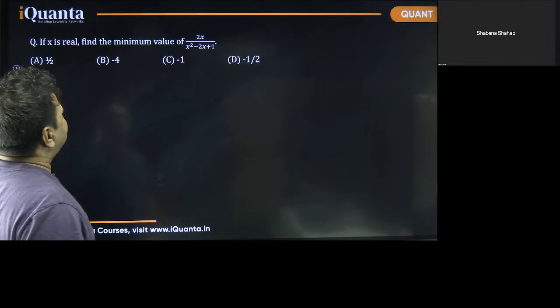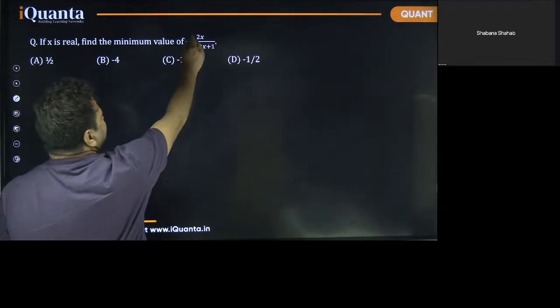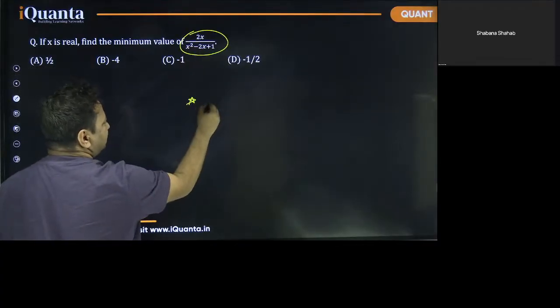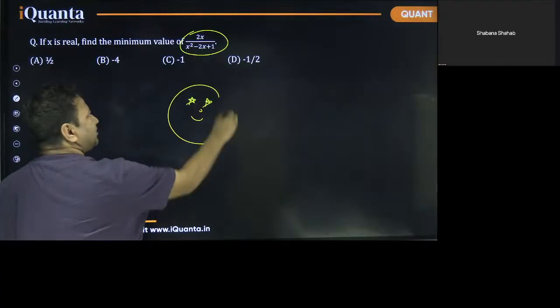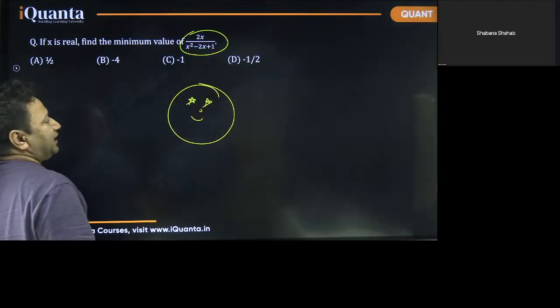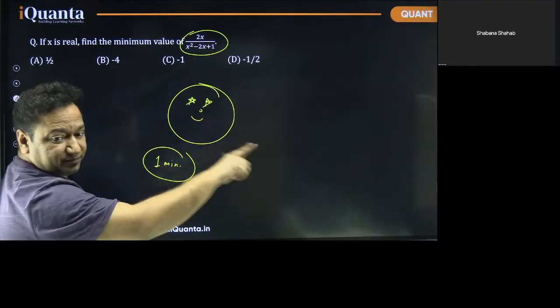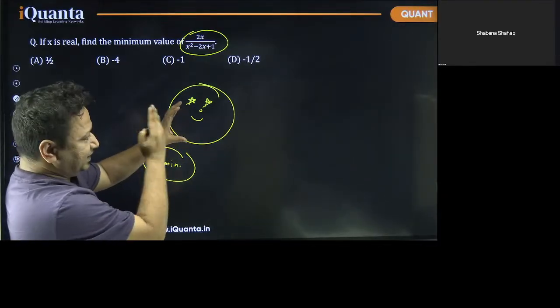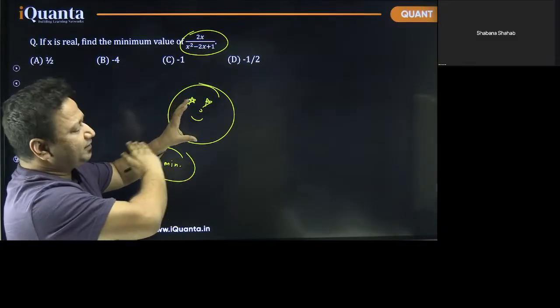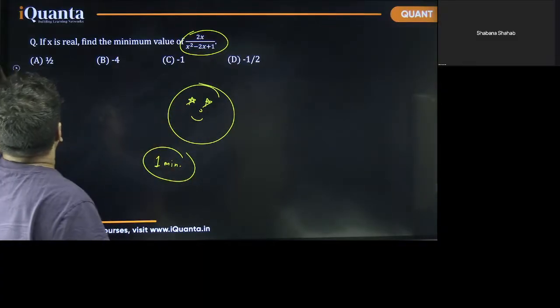The next one: if f(x) is real, the minimum value of this. This is a must do question, because in the class also we had done a lot of questions like this, and this will take not more than a minute. In the first round, when you see quant, if the first question came you did it, if not you didn't. So this is the question which we've done in the first round itself.